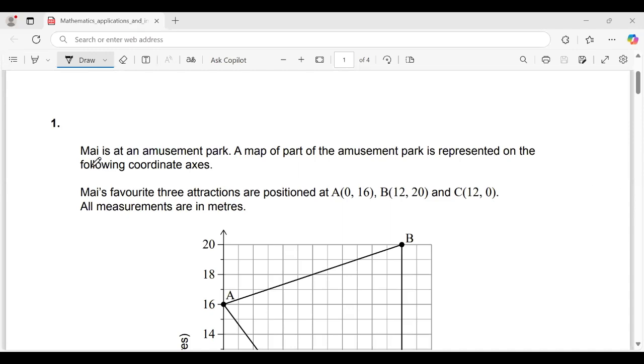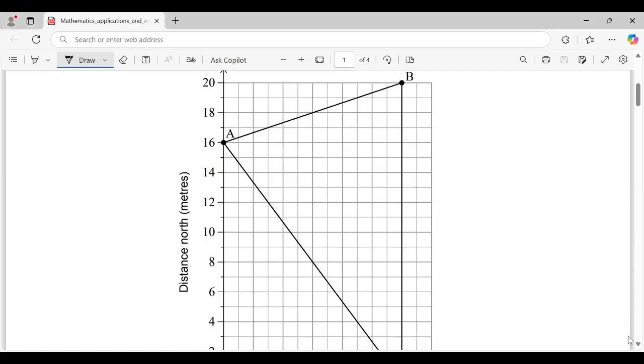One, May is at an amusement park. A map of part of the amusement park is represented on the following coordinate axes. May's favorite three attractions are positioned at A, B, C. All measurements are in meters. This is the diagram.